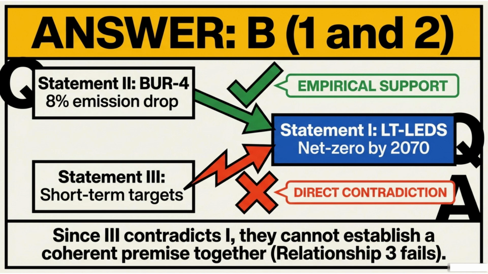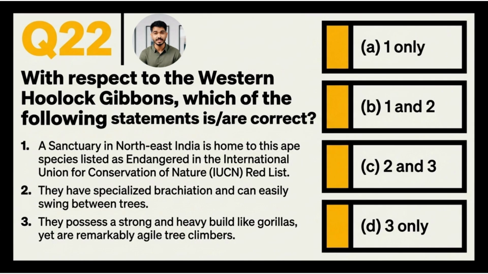Relationship 2 says, Statement 3 contradicts Statement 1. LT-LEDS is a long-term strategy targeting 2070, while Statement 3 insists on quick, short-term targets. That is a direct contradiction. Relationship 2 is correct. Relationship 3 says, Statements 1 and 3 together establish long-term sustainability. But since 3 contradicts 1, they cannot together build a coherent premise. Relationship 3 fails.